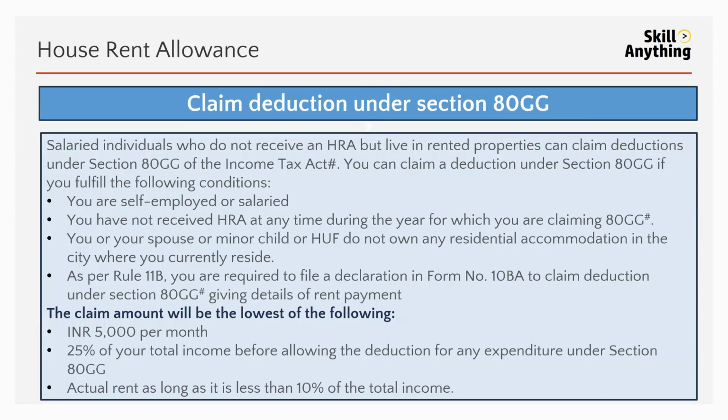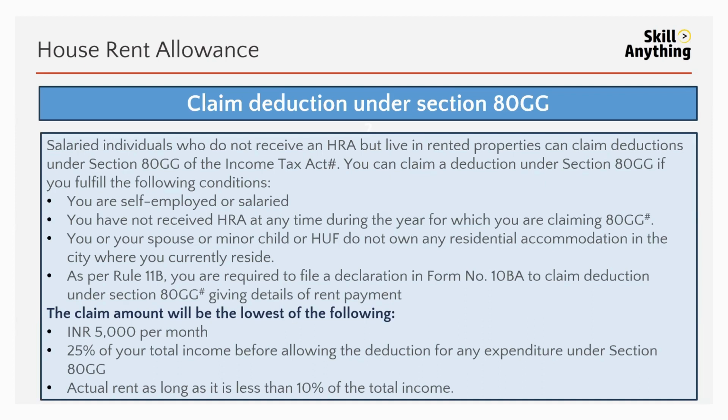Now see the claim deduction under section 80GG. A salaried individual or self-employed person who did not receive HRA but lived in a rented property can claim deduction under section 80GG. But there are some conditions we have to fulfill. First, you are a self-employed or salaried person. Second, you do not receive HRA at any time during the year for which you are claiming 80GG.